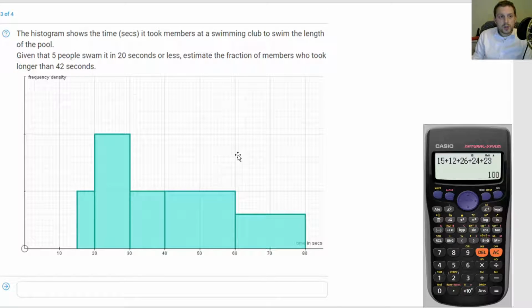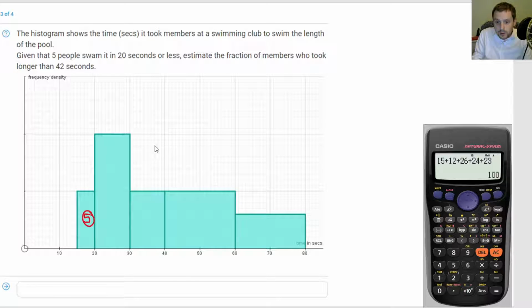The histogram shows the time in seconds it took members at a swimming club to swim the length of the pool. So there were some very fast people down here and some slower people up here. That's the idea of this histogram. Given that 5 people swam it in 20 seconds or less, it means this area here is 5. Estimate the fraction of members who took longer than 42.